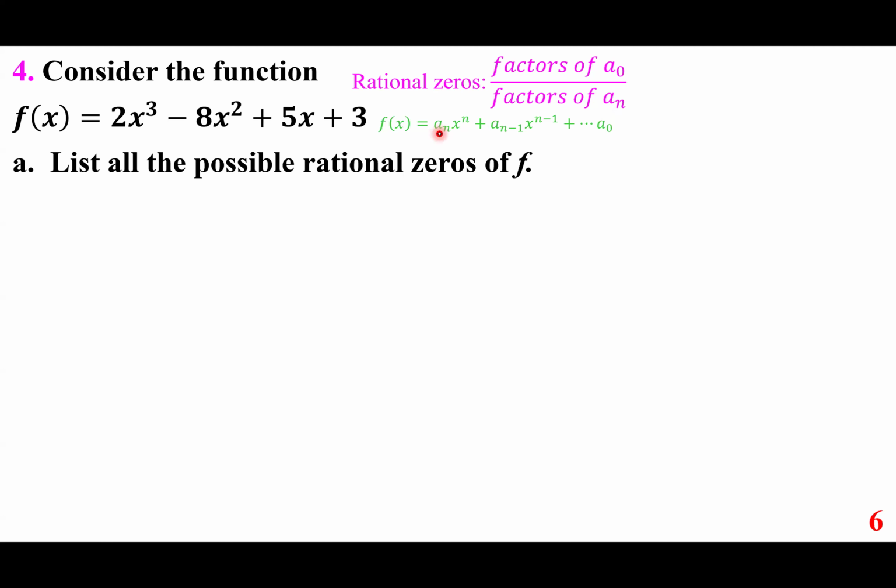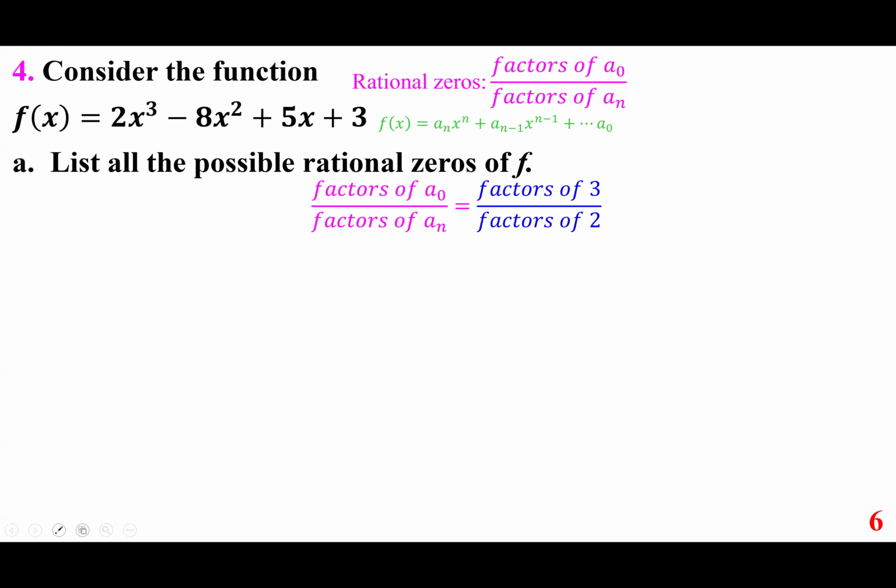So what do we do? Factors of a sub 0, 3, over factors of a sub n, 2. So what are factors of 3? Plus minus 1, plus minus 3. What are factors of 2? Plus minus 1, plus minus 2.